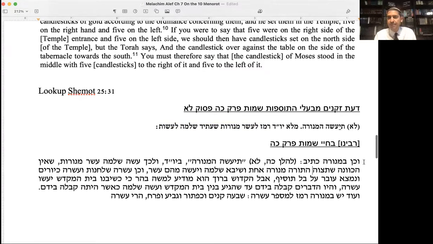Rabbeinu Bechai along the same lines. V'chein b'menorah k'tiv, te'aseh ha'menorah b'yud, v'lachein aseh Shlomo eser menorot. Now this one is maybe, and therefore, doesn't mean Shlomo himself was reading Tanakh very carefully and he found the yud and he darshaned it. Could be. She'ena kavana shetetzaveh haTorah menorah achat she'yavo Shlomo v'yaseh mehem eser. It can't be that the Torah commands you make 1, and then Shlomo comes and says, I want to make 10. V'chein asar shulchanot v'asar kiorim v'nimtza over al Bal Tosif.